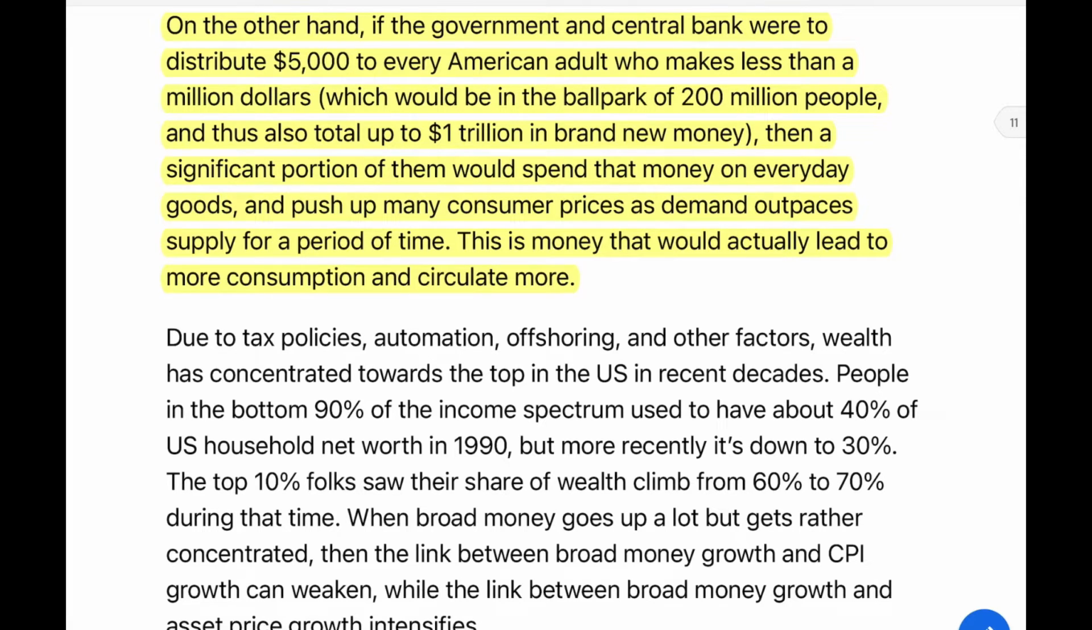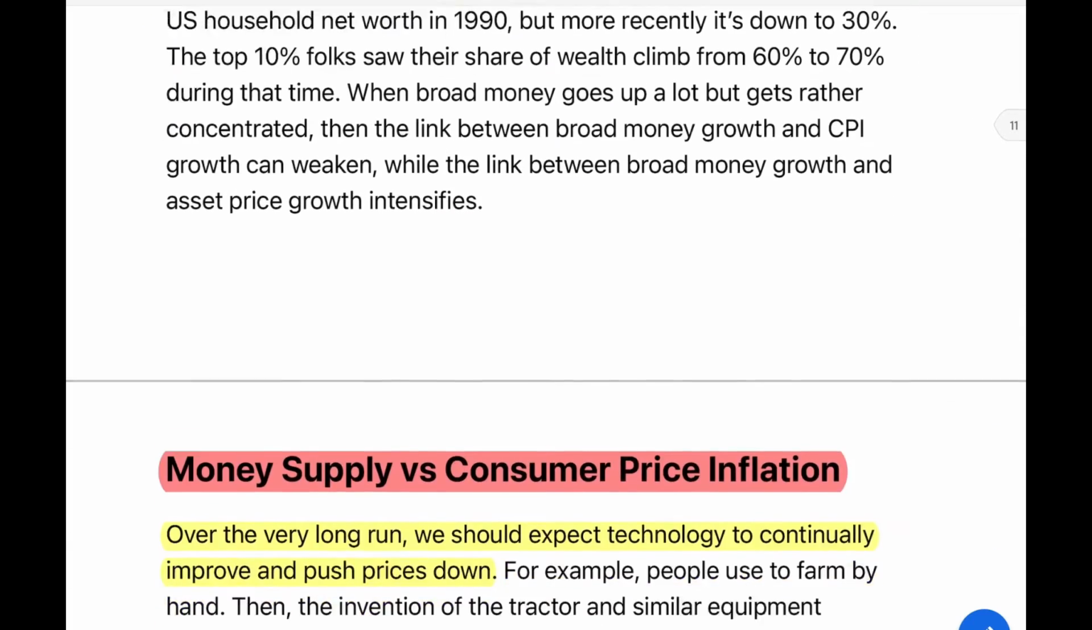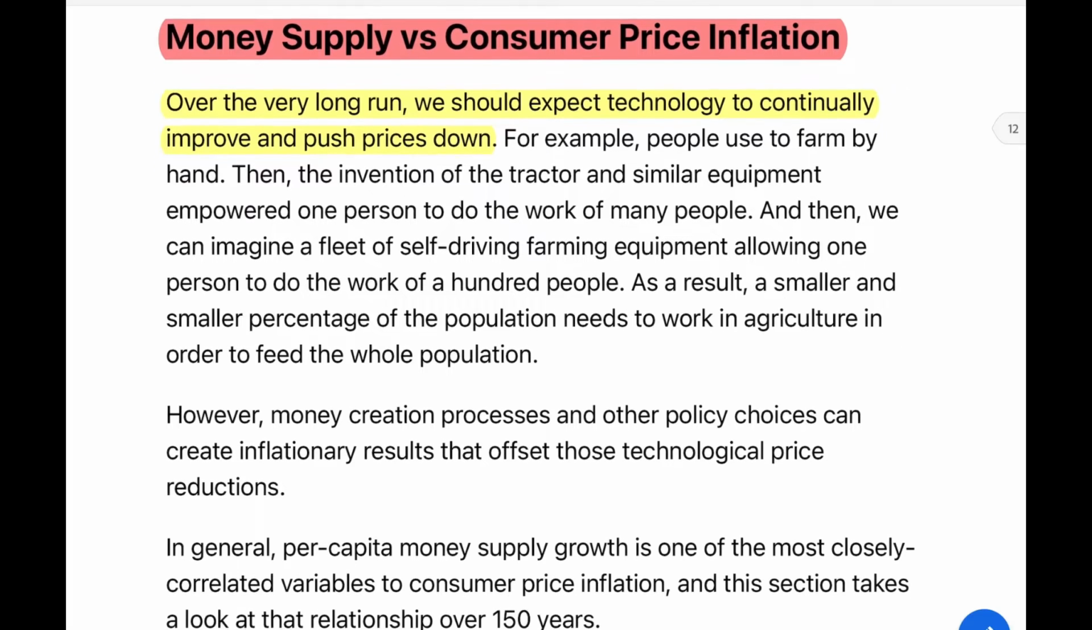But in the end, you can see the difference between the 2017 tax cuts and the 2020 and 2021 stimulus payments that went out. You can see the difference in inflation, how it tracks. When you give a whole bunch of money to the upper middle class and the poor, they're going to use it for consumer goods, which is going to push prices up and cause massive inflation. So that's what that's talking about. So, money supply versus consumer price inflation.